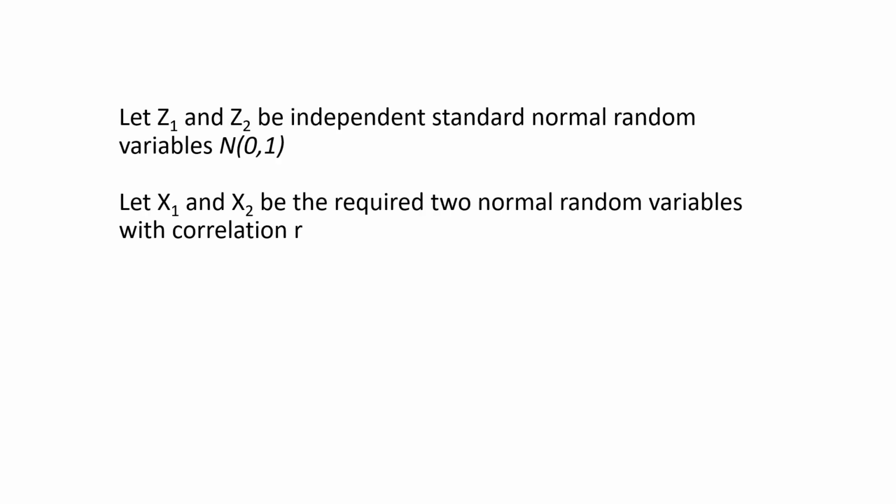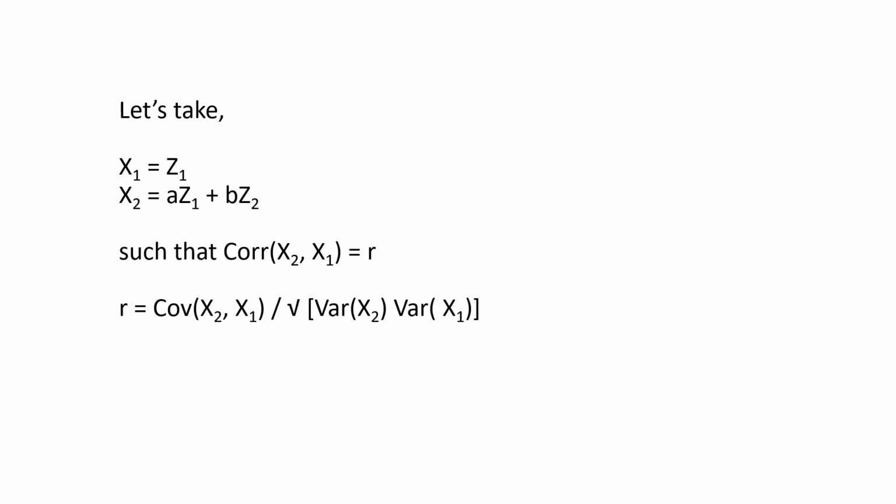Let's assume that Z1 and Z2 are two independent standard normal random variables, and X1 and X2 are the required two standard normal random variables which we have to generate in such a way that their correlation is R. So we take one of the random variables, X1, same as Z1, and the second one as a linear combination of Z1 and Z2 in such a way that the correlation between X2 and X1 is R.